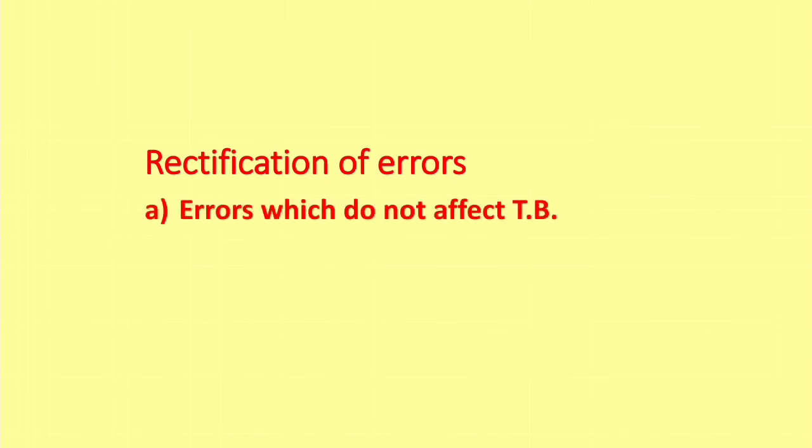Errors which do not affect the trial balance usually take place in two accounts, and these errors can be easily corrected through a journal entry. But errors which affect the trial balance usually affect one account. Then a journal entry is not possible without opening a suspense account. Therefore, this classification is very important.